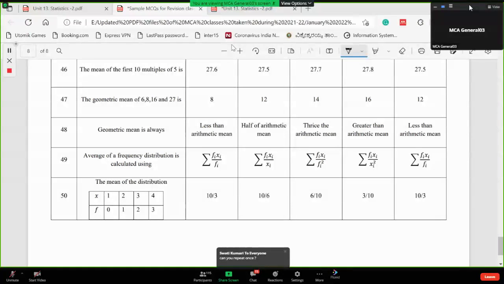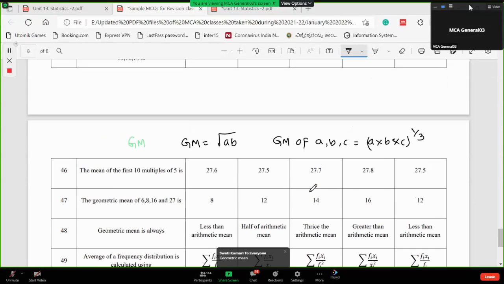Swati Kumari, want me to repeat? Geometric mean. Geometric mean of two numbers is square root of AB. Geometric mean of three numbers is cube root of ABC. Fourth root of A into B into C into D. What is the geometric mean of five numbers A, B, C, D, E? A into B into C into D into E to the power 1 by 5. Okay? That is how you can.